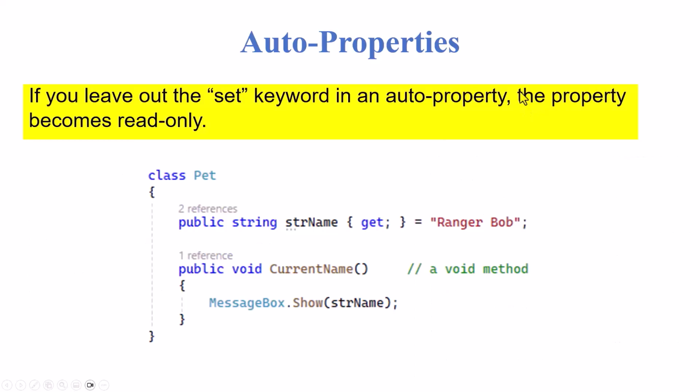To leave out the set keyword in an auto property, the auto property becomes read-only. So notice right here, we're getting rid of the set here. So public string name, get. This time we are including Ranger Bob in there. So we're actually making it Ranger Bob, but we're not allowing you to set it or make a change to Ranger Bob. However, you can get it. So being able to get the value and pull it into your program, you'll be able to get and see Ranger Bob. The method, again, is unchanged.